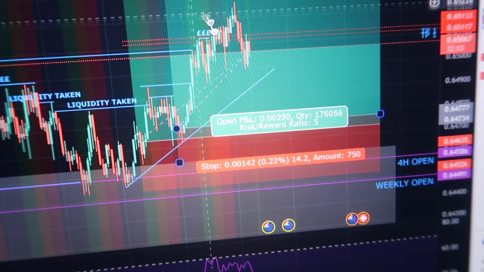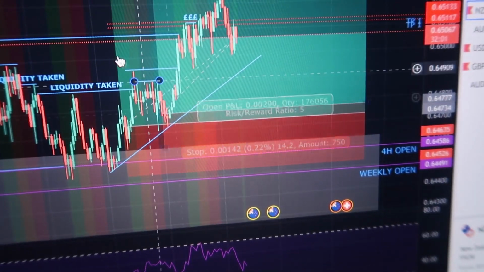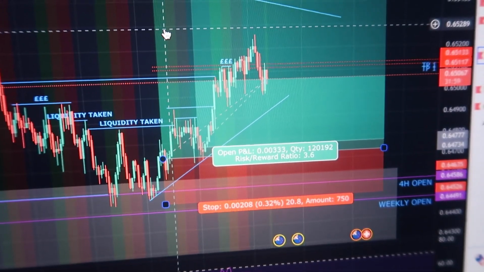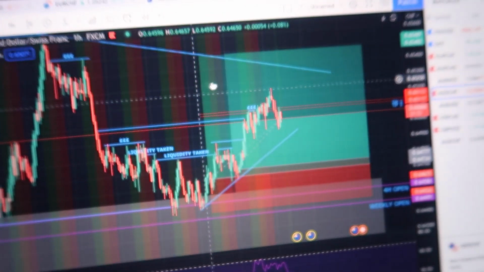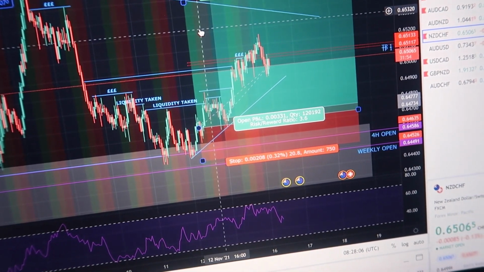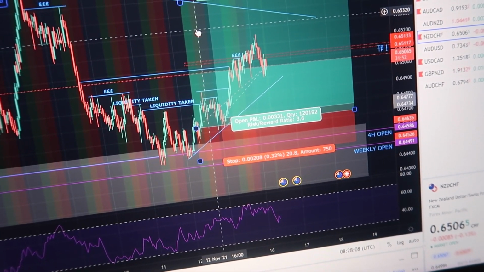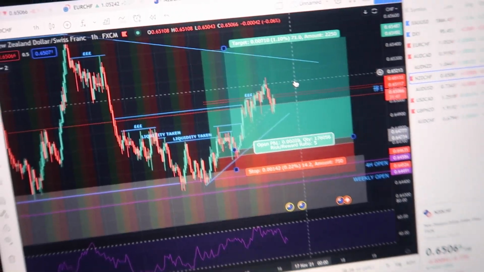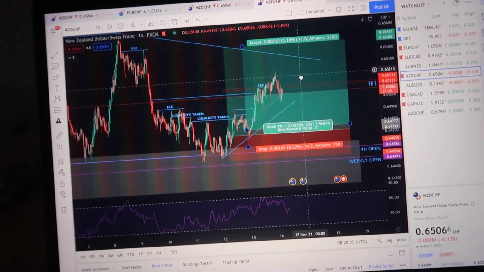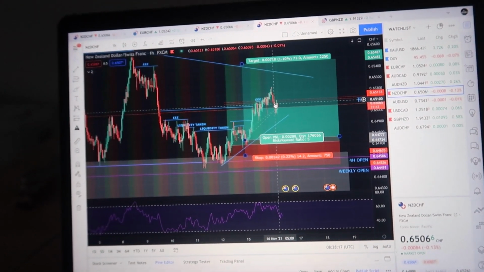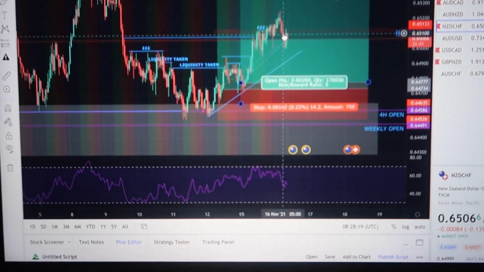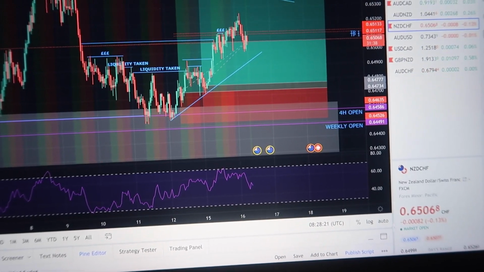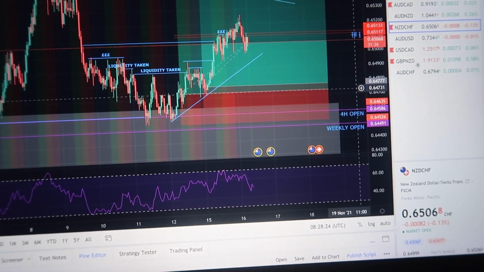So this is my NZD CHF. You can see it hit both TP points on this trade and this trade. I think I got my maths wrong, right? So this is a 1% risk for a 1 to 3.6, and this is 0.5% risk for a 1 to 5. So I think if they both work out, then we could be looking at maybe just a smidge under my overall target of what I want to get.